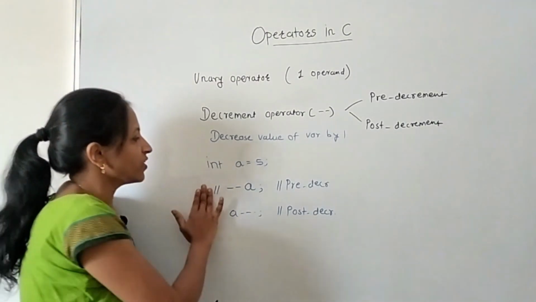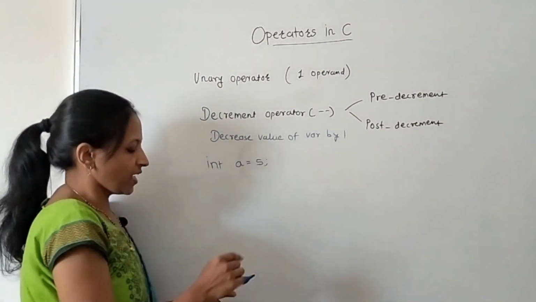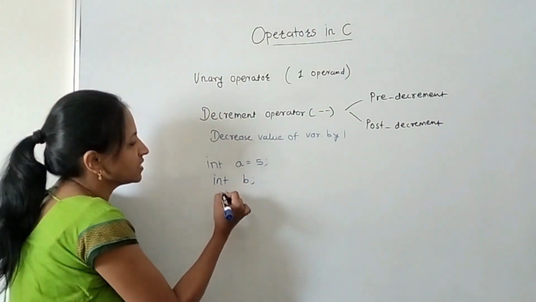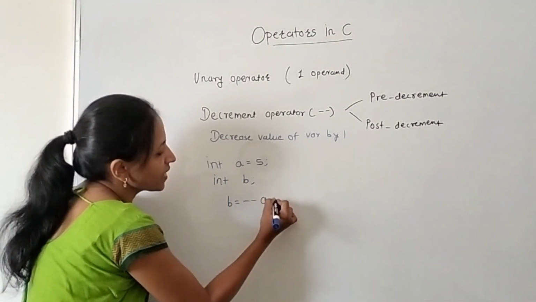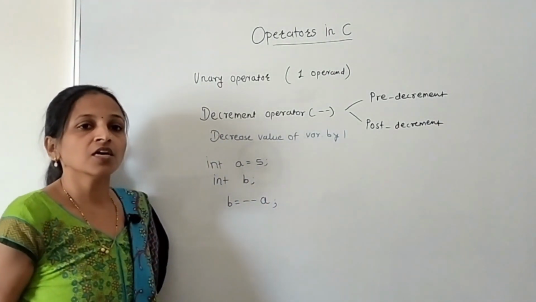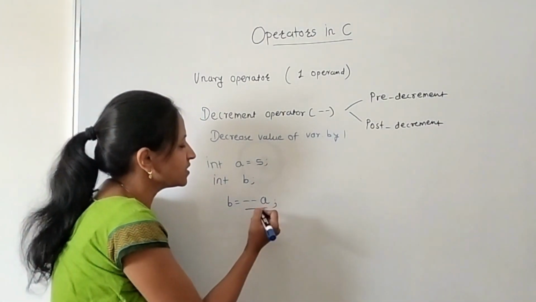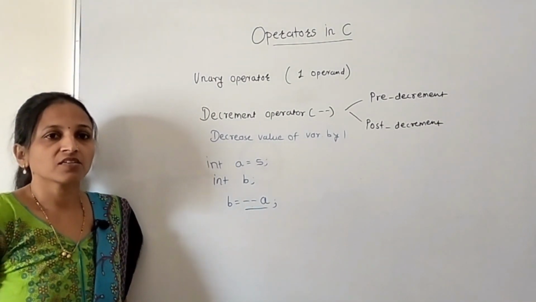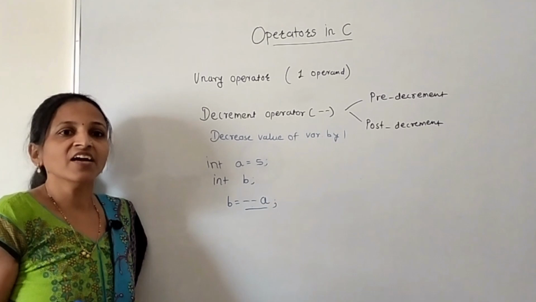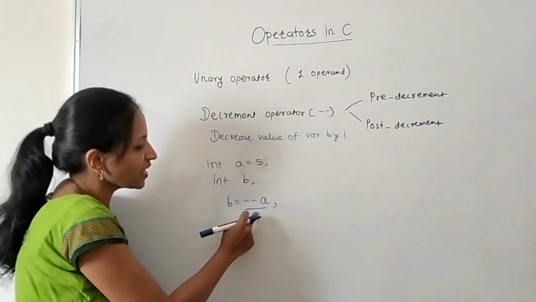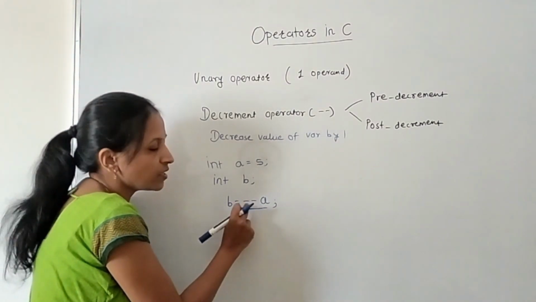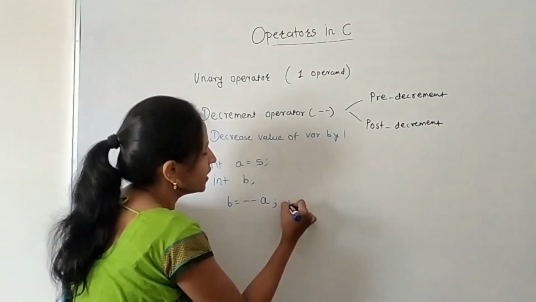Okay, suppose we have declared two variables here, one is a and the second one is b. Now suppose I am writing like this, b equals minus minus a. This minus minus is acting on this single operand, that's why this is a unary operator. Now what is the meaning of this minus minus? This is a decrement operator, and it will decrement the value of that variable a by 1. But here I am assigning the decremented value to b, because this one is a pre-decrement. Okay, this one is a pre-decrement style.